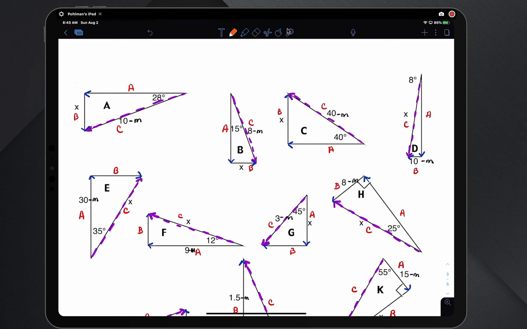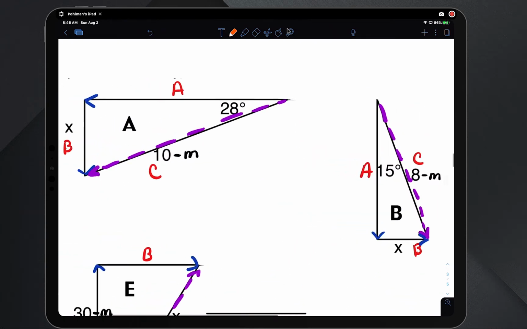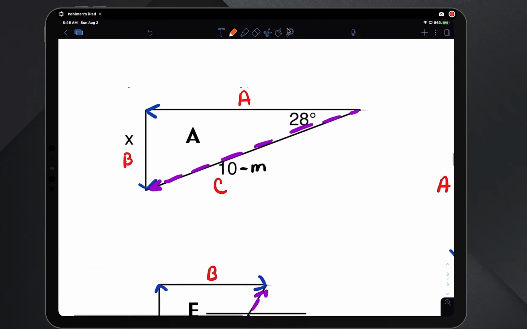Hello students, today we're going to look at some vector diagrams and get used to the proper way to label the sides of our vector diagram and the correct terminology that's going to be used when working with them. So let's start with question 1 on this assignment.